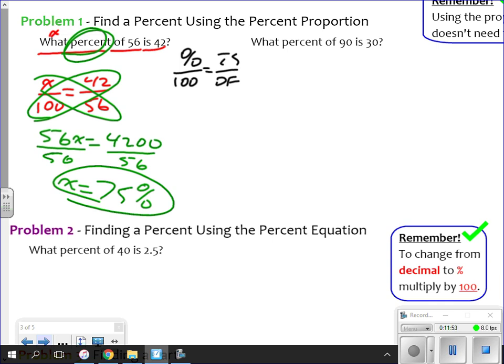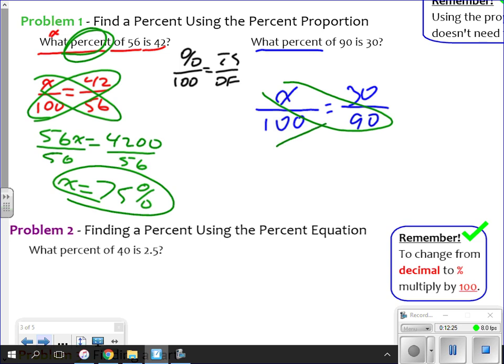Same thing on the next one. Percent over 100 equals is over of. What's going to go in the top here? X, because I don't know the percentage. What percent? That's where my X goes. What's going to go in the top on this side? 30. And what's going to go in the bottom on this side? 90. That's the hard part. Once you get that done, you're pulling out your calculator to do the rest of it.